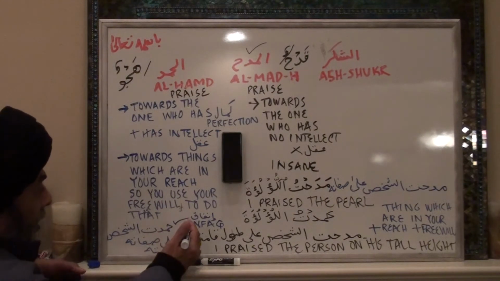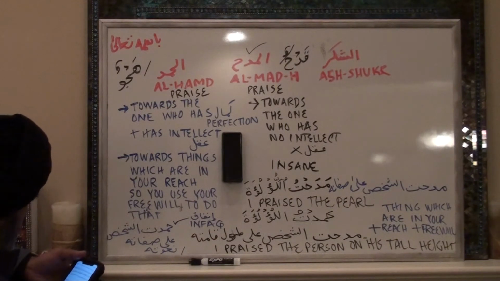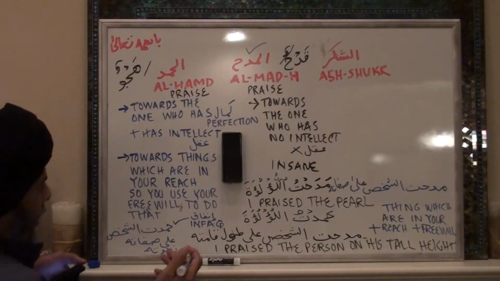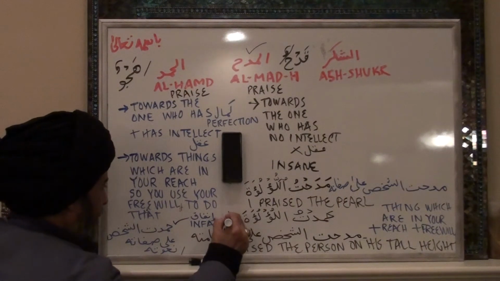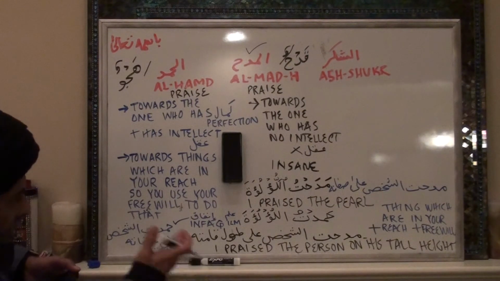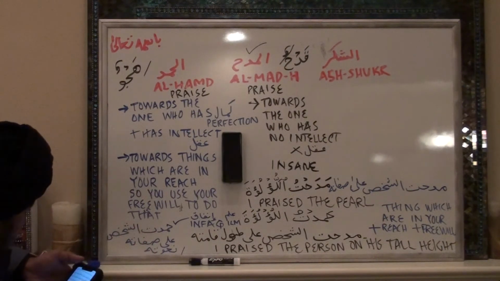So this is something which is within the reach of the person able to acquire. Likewise, you would say, Hamad rajul ala ilmihi. I praise the person on his knowledge. Ilm. Knowledge. Knowledge is something which is in your reach to acquire. And so you use your free will to acquire certain things. So these are some of the examples where is the proper way of using the word hamd.